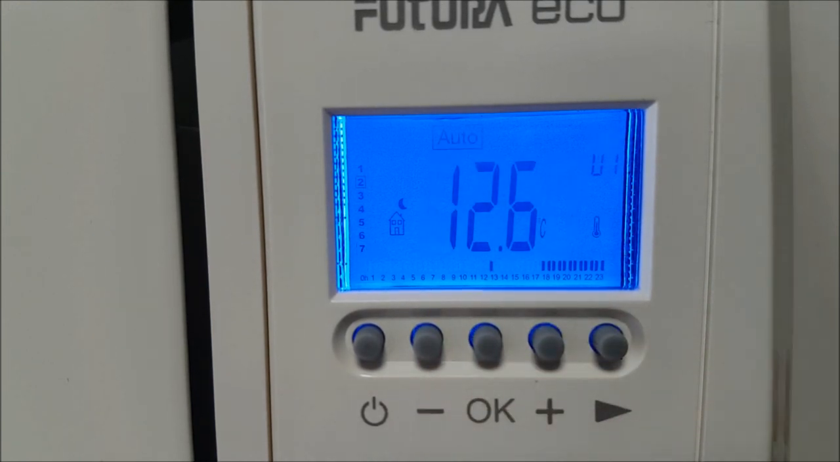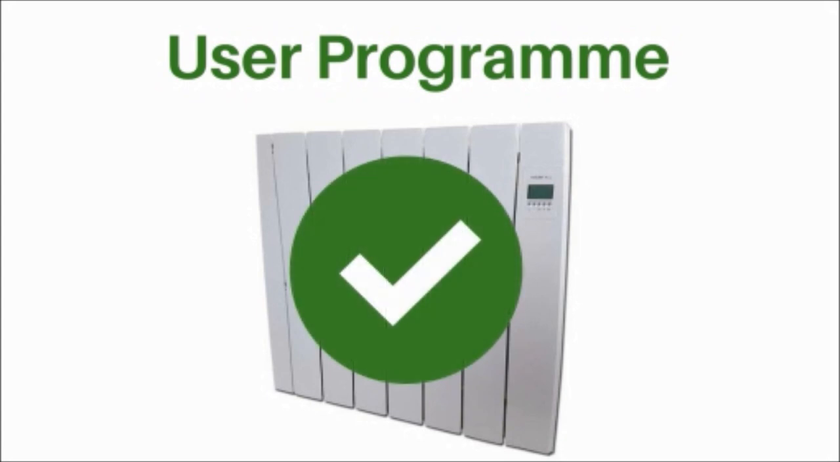and press OK once you have inputted the heat settings for day 7. You will now be taken back to the main screen and your display should show auto. U1 and your 24-hour schedule along the bottom of the display. It will also now show the current room temperature. Your user program is now set.